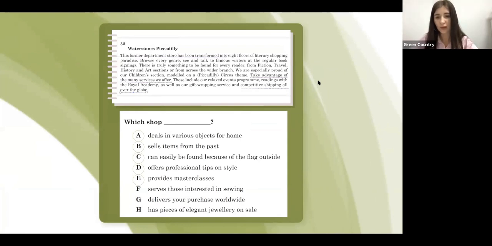Yeah, you're right, it's G, of course. "Delivers your purchase worldwide." Remember, the word purchase is a synonym of when you buy something, like your purchase in the shop, for instance, when you pay for something and you get it. So here we are talking about this one, and they can send you. Deliver is something that you get from the shop or from the post office.